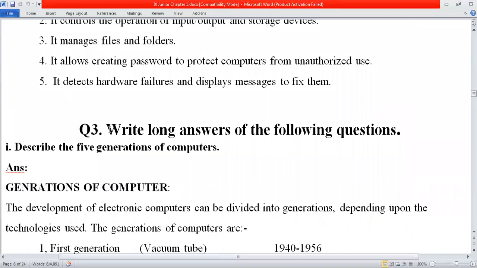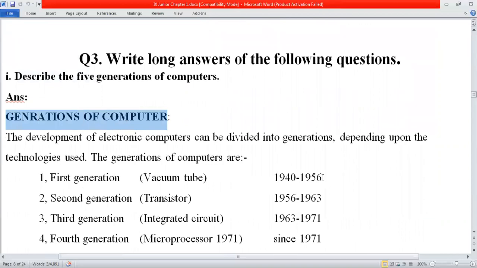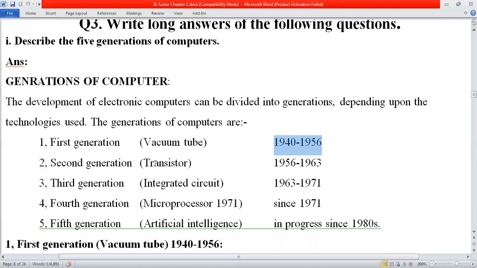After completing the first 10 short questions, we discussed the long questions, which were: write a long answer of the following. First was a very important question: describe the 5 generations of computer. Over here we discussed the generations of computer. The first generation used vacuum tubes, and its duration was 1940 to 1956. The second generation used transistors, 1956 to 1963. The third generation was the integrated circuit, IC, and the duration was 1963 to 1971.